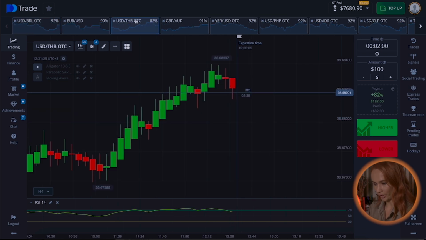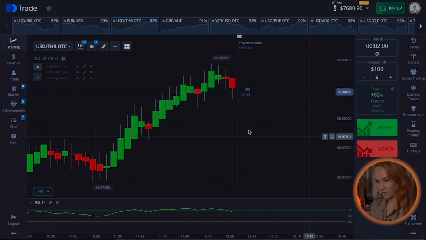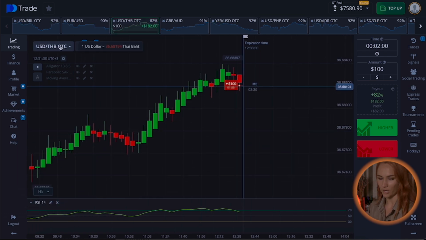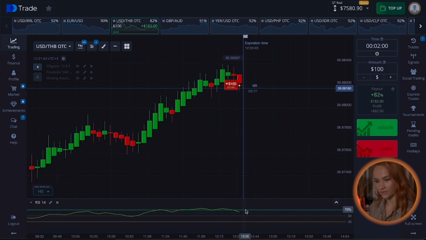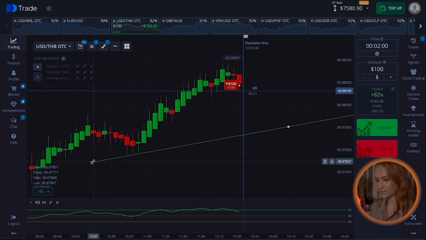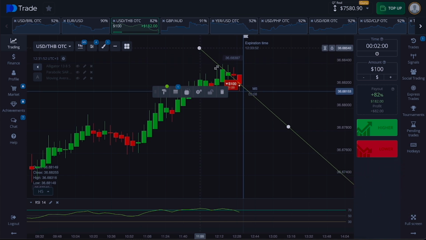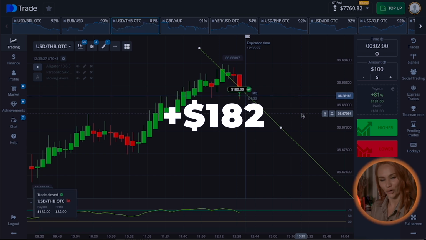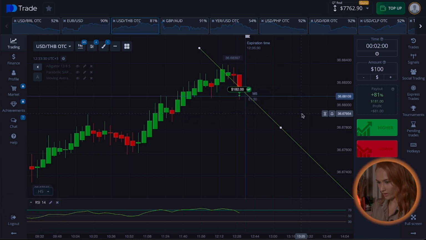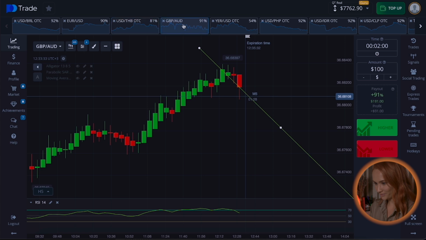The first currency pair is going to be US dollar Thai baht. I open a sell deal and we can see a clear downtrend. The RSI line crosses the 70 line from top to bottom, and this is what indicates a downtrend. So let's see. Perfect. The deal brings us profit. Let's find the next currency pair.